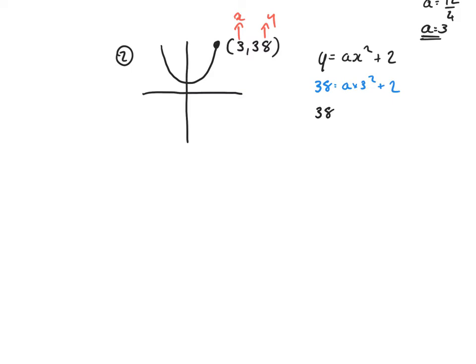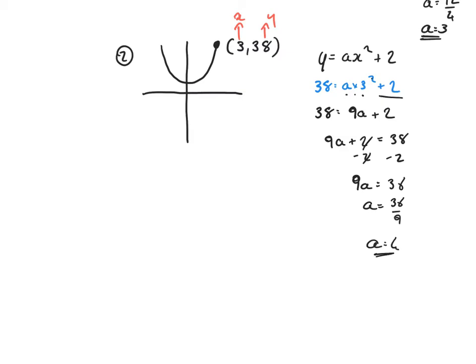Okay, so that's 38 equals a times 3 squared, which is a times 9, that's 9a. And I've still got the plus 2. Simple equation, 2 off both sides. 9a is equal to 36, bring the 9 down, divide. a is equal to 36 over 9, final answer, a is equal to 4.